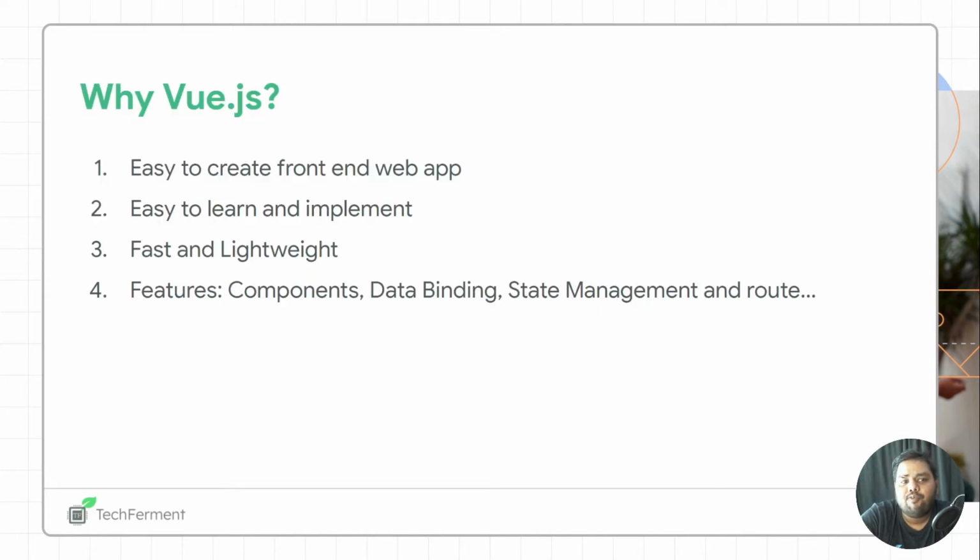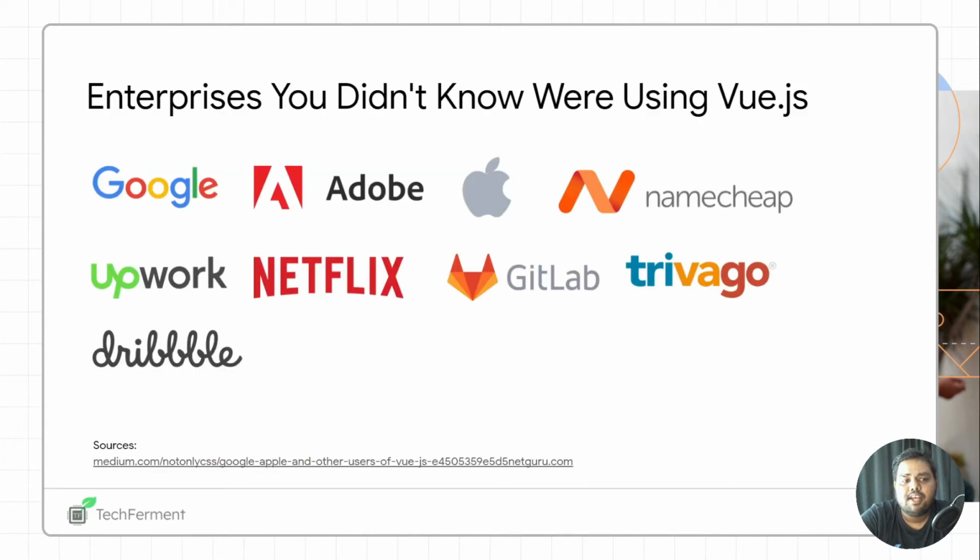And the next part, why Vue.js? As I told you, it is easy to create front-end or client-side applications with Vue.js. It is easy to learn: if you have knowledge of HTML, CSS and JavaScript, you can create front-end applications. It is very fast and lightweight because of the library size. And there are a lot of features, for example component, data binding, state management and router, that you can use for building robust applications. Many enterprises use Vue.js for client-side applications, such as Google, Adobe, Apple, Namechamp, Upwork, Netflix, GitLab, Trivago, Dribbble, and many more.